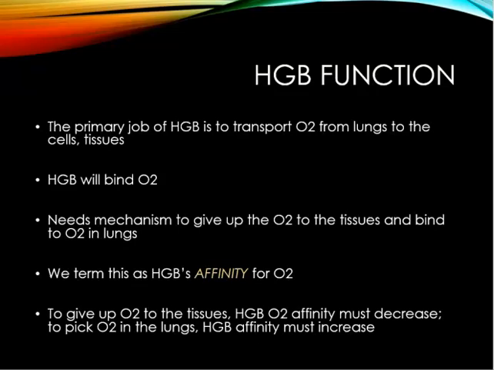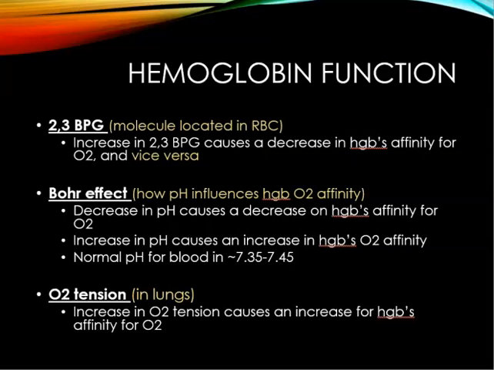We have a term for this. We call it hemoglobin's affinity for O2. You can kind of think of affinity as hemoglobin's love for oxygen. So in order for oxygen to be given up to the tissues, hemoglobin's affinity must decrease, or hemoglobin's love for that O2 must decrease. To pick up oxygen from the lungs, hemoglobin's affinity must increase, or hemoglobin's love for the oxygen must increase.